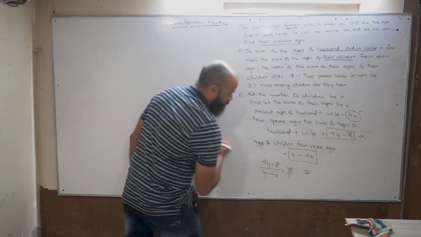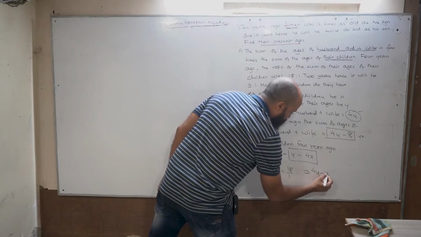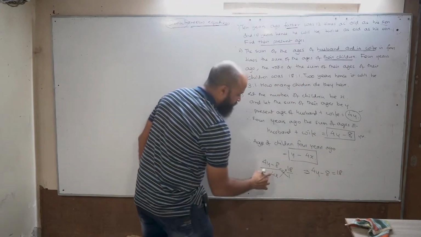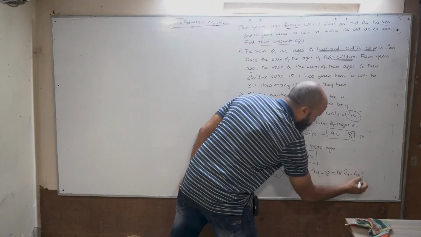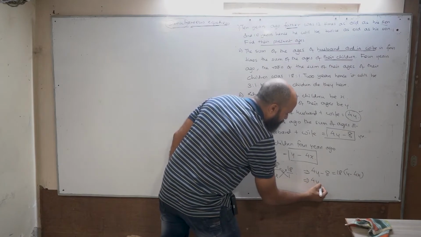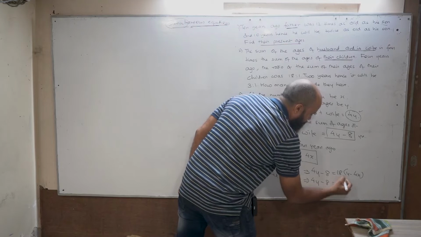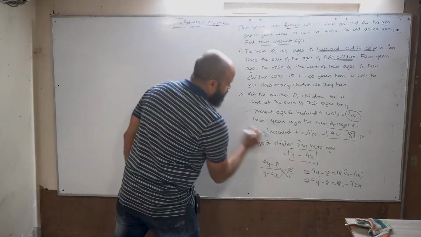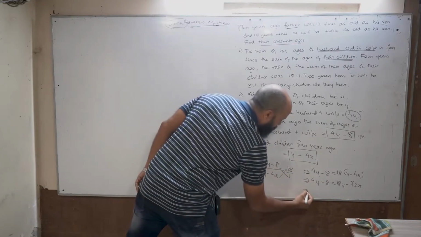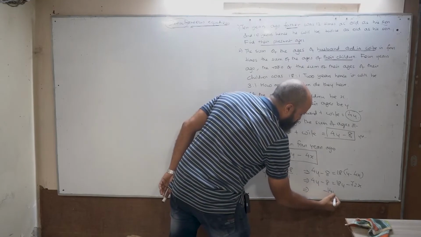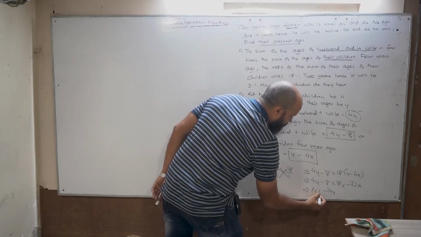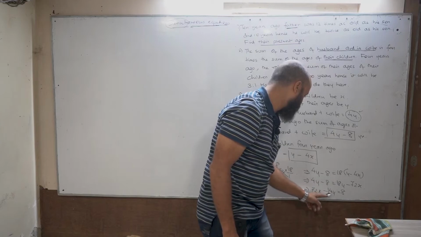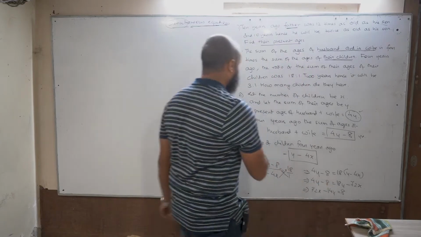Okay. So if we solve this by cross multiplication, we would have 4y minus 8. This gets multiplied by this. This gets multiplied by this. Will be equal to 18 times y minus 4x. So this will give you 4y minus 8 is equal to 18y minus 72x. So we'll bring the y's out here. 4y minus 18y, that's going to give you minus 14y. This comes here. 72x is equal to 8. We have here 72x minus 14y is equal to 8.